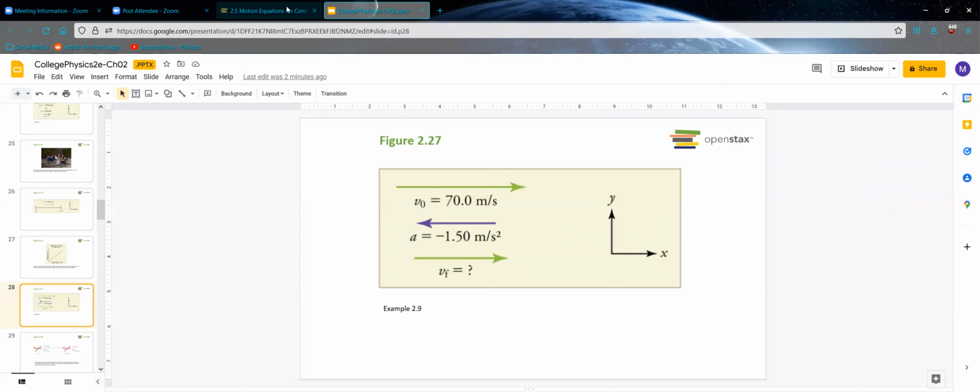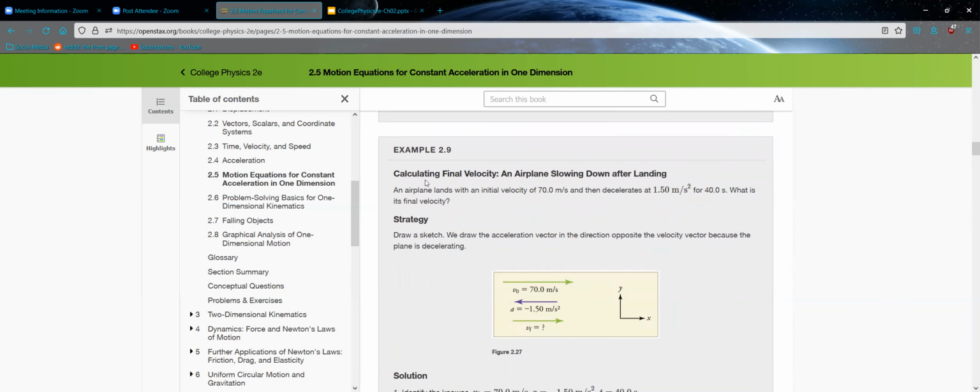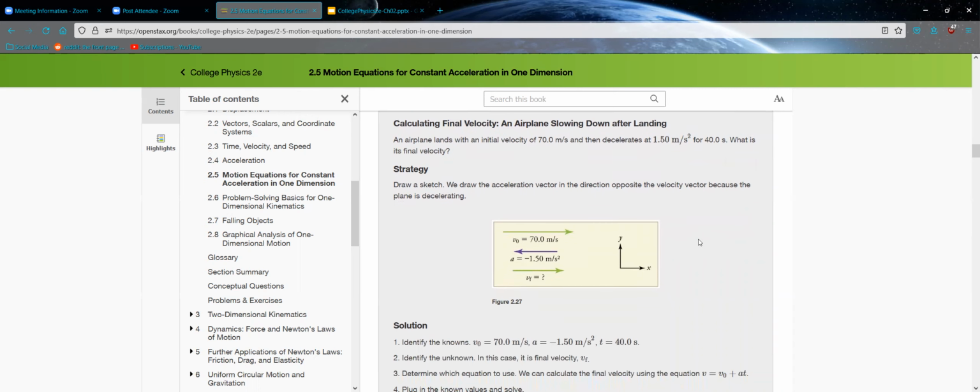So what does this relate to? This question here: calculating final velocity in an airplane slowing down after landing. An airplane lands with an initial velocity of 70 meters per second, then decelerates, or has a negative acceleration, of 1.5 meters per second squared for 40 seconds. What is its final velocity?